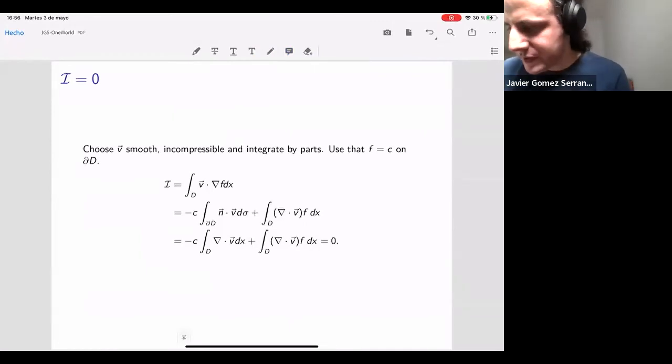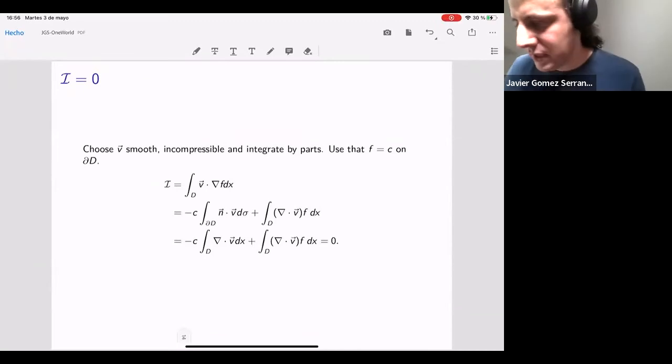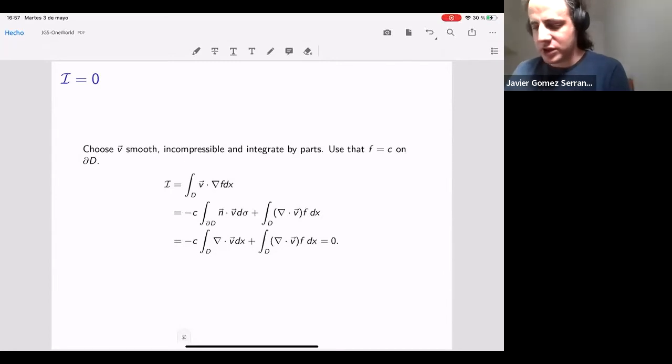The first condition that we're going to put on V is that V is incompressible. If V is smooth enough that we are able to integrate by parts, and V is incompressible, and we use that F is constant on the boundary, then, for the sake of simplicity, I'm assuming that the boundary only has one piece, but later I will explain how to drop that assumption. Then it's easy to see that we can get that I is 0 just by integrating by parts, putting the F from the boundary term outside, which is constant, and then integrating by parts again. So far so good, I is 0.